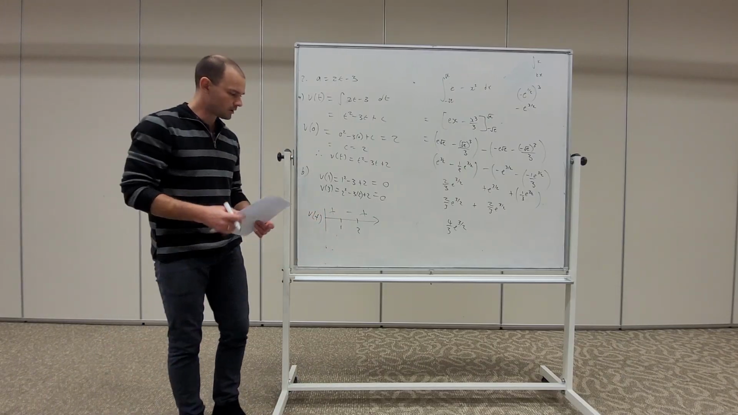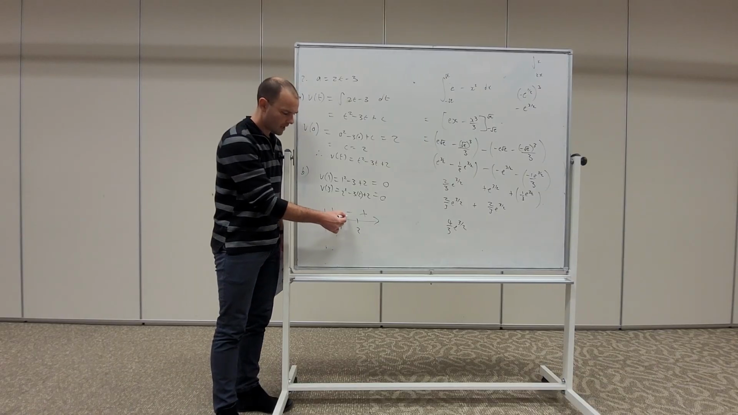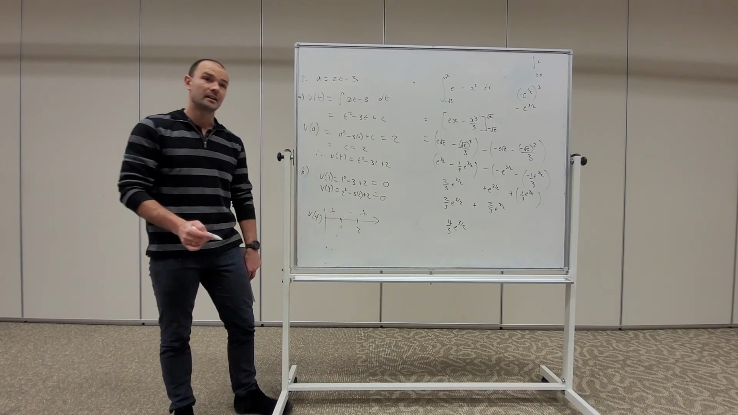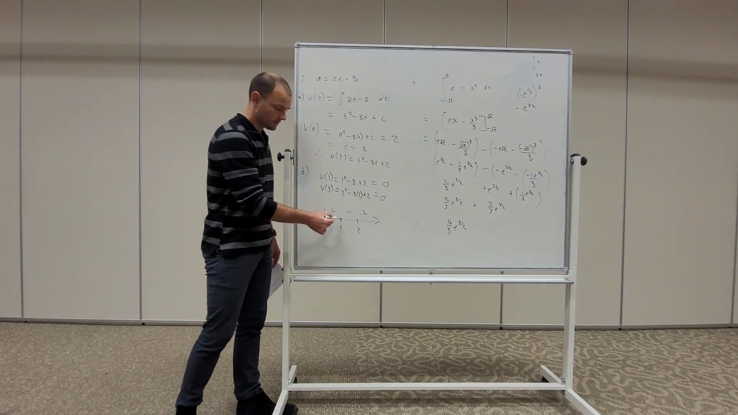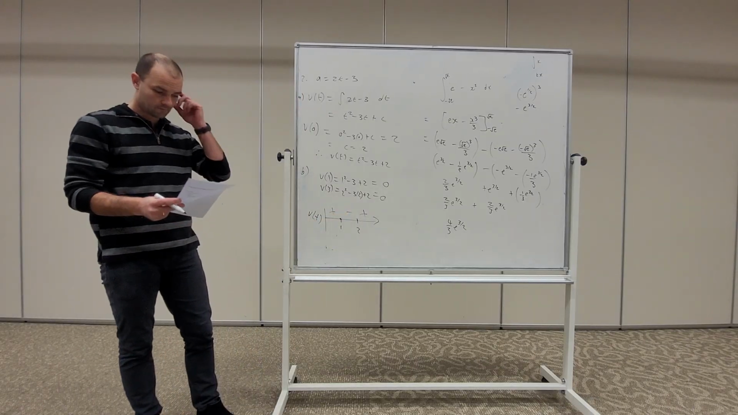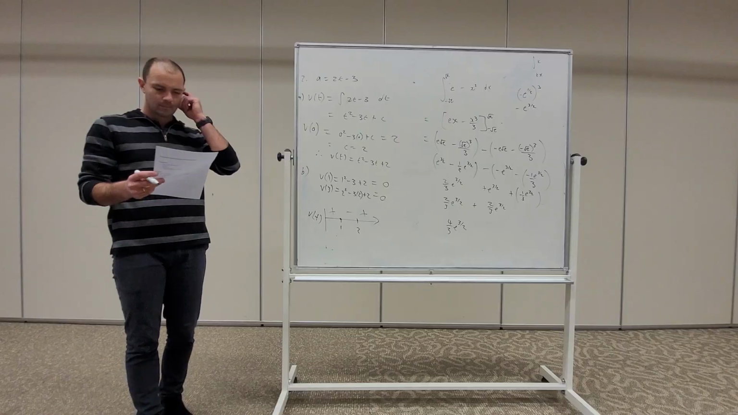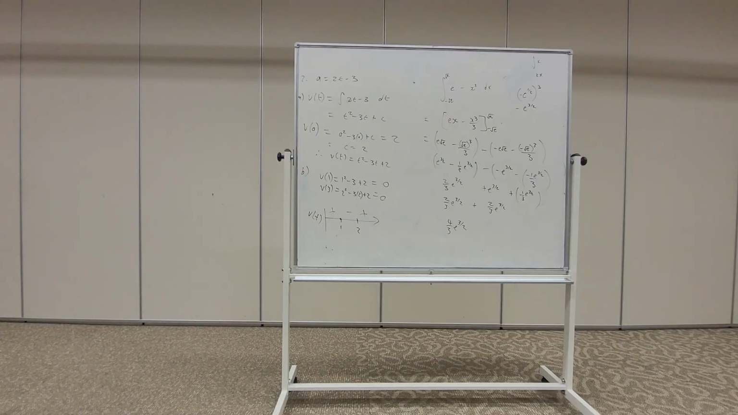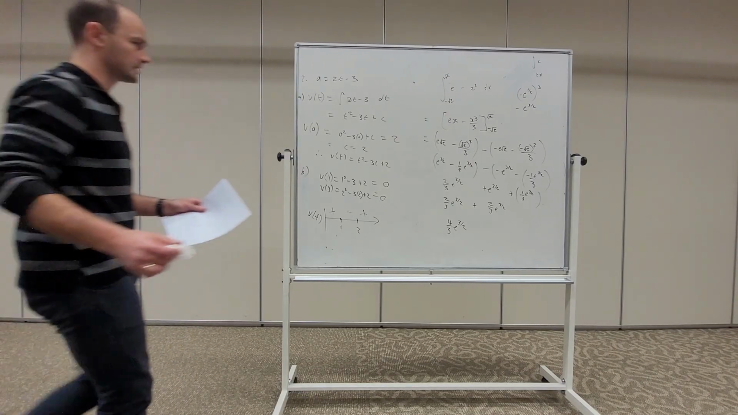And because the velocity sign diagram changes sign, it's changing direction. It's a root on the velocity sign diagram, so it's stationary at those points. So that's part B. Part C, find the total distance travelled over the first 3 seconds.